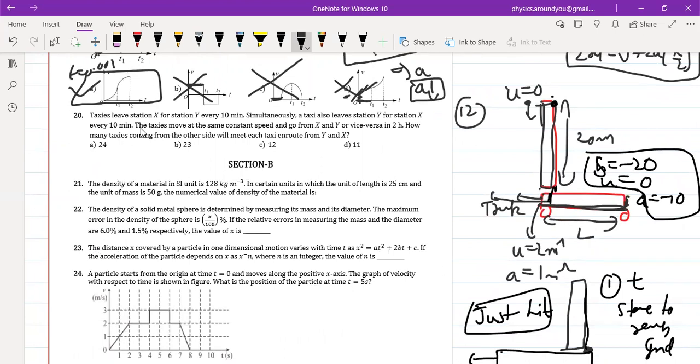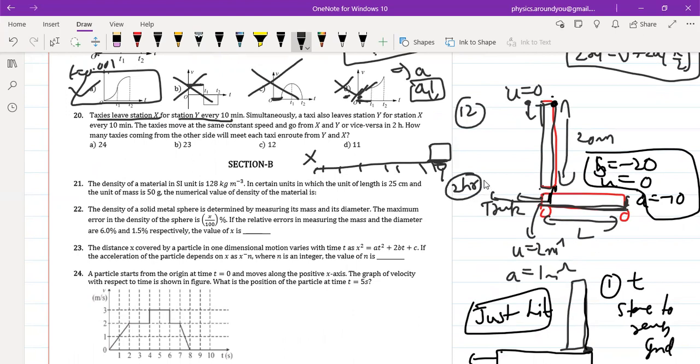In question number 20, if the taxis leave station X for station Y every 10 minutes, well, it is less of a motion in a straight line question, more of a mental ability question. I will leave you with some basic approach which you need over here. Assume that a car started from X and it went to Y. Okay, now it is at Y. How long did it take? It took 2 hours. Fine. Let this be in your mind.